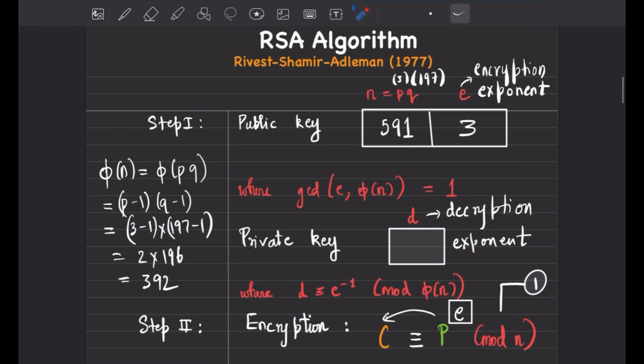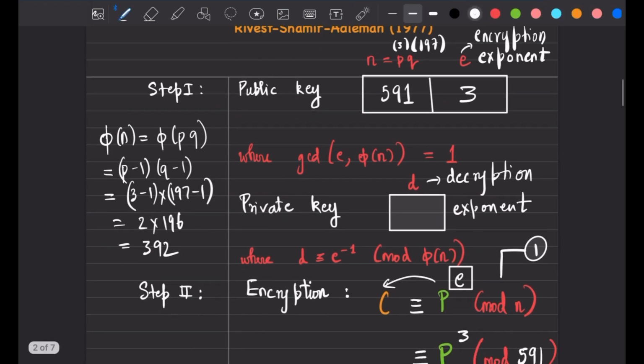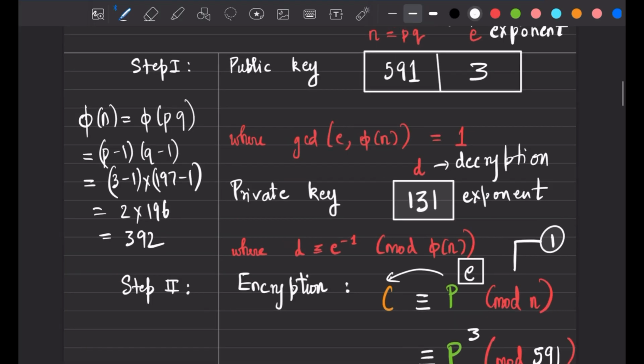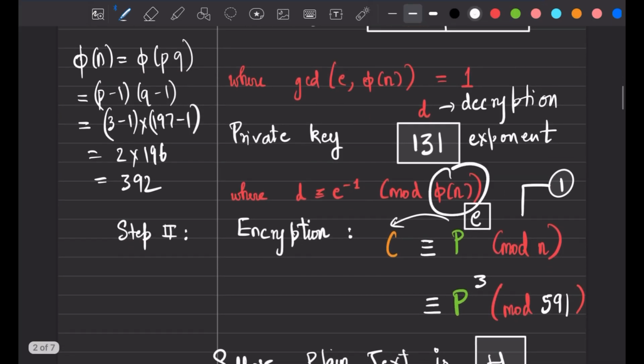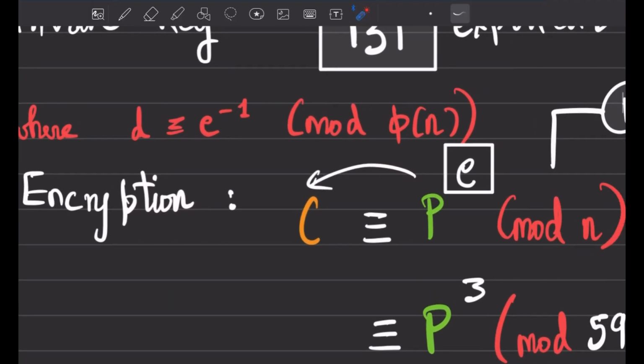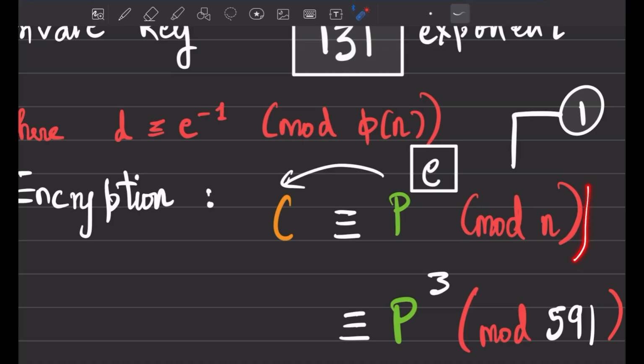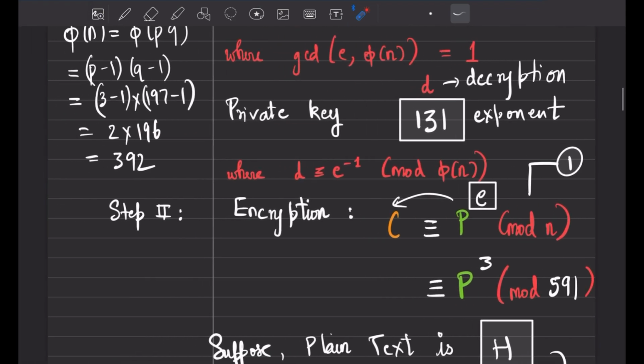The private key here we had found out later to be 131, which is called the decryption exponent. It is the inverse of the encryption exponent modulo phi of n. It's not modulo n, it's modulo phi of n. This is what you have to remember. The encryption process is this. A ciphertext is congruent to the plain text raised to the encryption exponent. That's the reason it is called the encryption exponent. Everything else is in modulo n, except when it comes to the exponents.